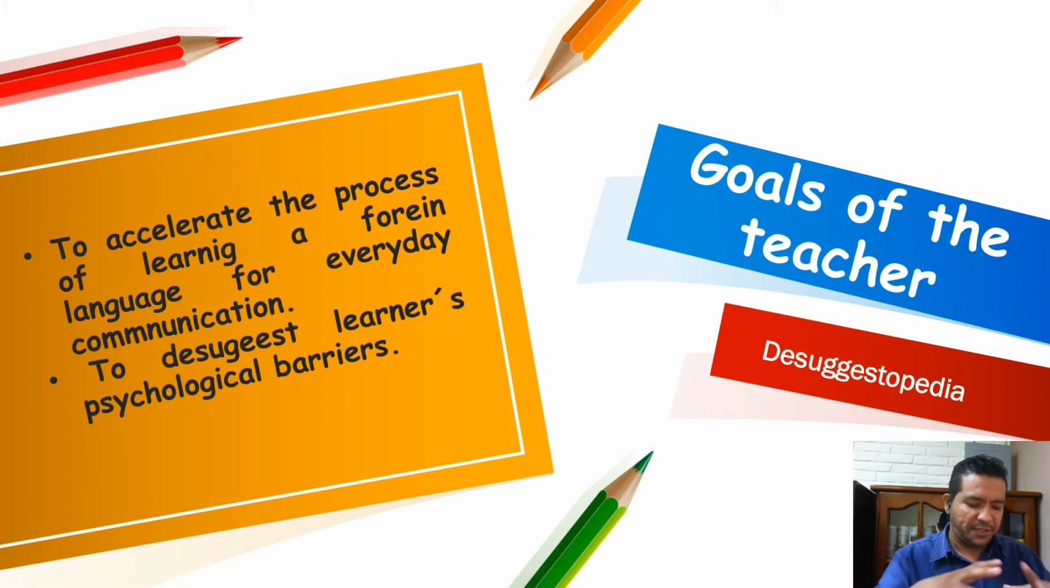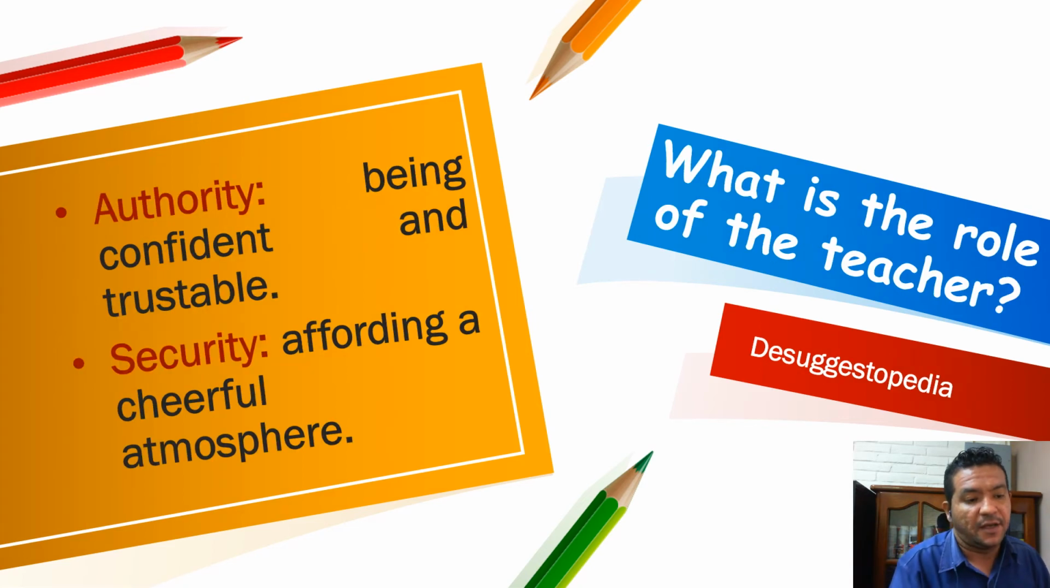For example, the students explain or try to ask the teacher, teacher, can I say these words, and the teacher is only explaining. What is the role of the teacher in this method? For example, authority, being confident and trustable. Security, affording a cheerful atmosphere. For example, the students feel security at the moment to speak or explain or try to ask something that they don't understand. For example, the student doesn't understand, and easily asks, teacher, can you explain this to me, please?